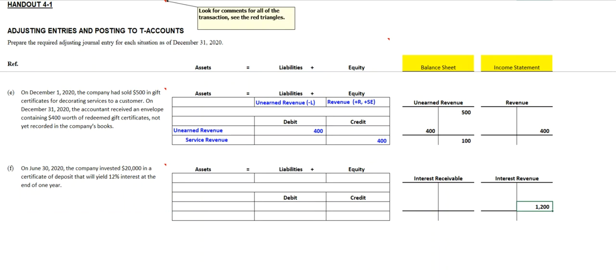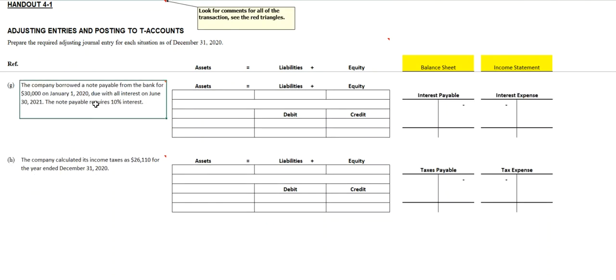We're not getting the cash today, but we're going to record another kind of asset called interest receivable, $1,200. Our journal entry then is a debit to interest receivable, an asset, for $1,200, and a credit to interest revenue for $1,200. Let's take a look at transaction G.